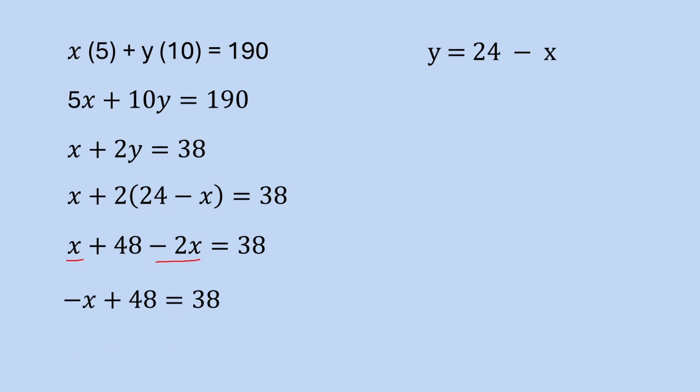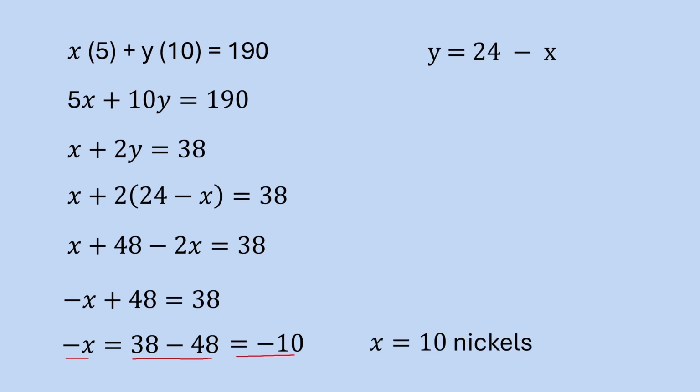Now we will add negative 48 on both sides. So this positive 48 and negative 48 will cancel. So the equation will be negative x is equal to 38 minus 48. 38 minus 48 is equal to negative 10. So negative x is equal to minus 10. Now on both sides we will multiply with a negative sign. So x is equal to 10.